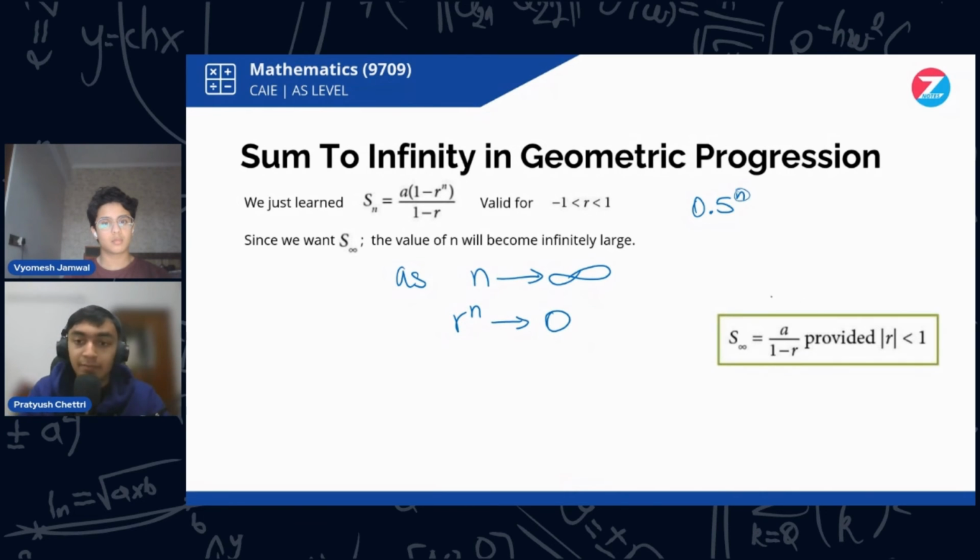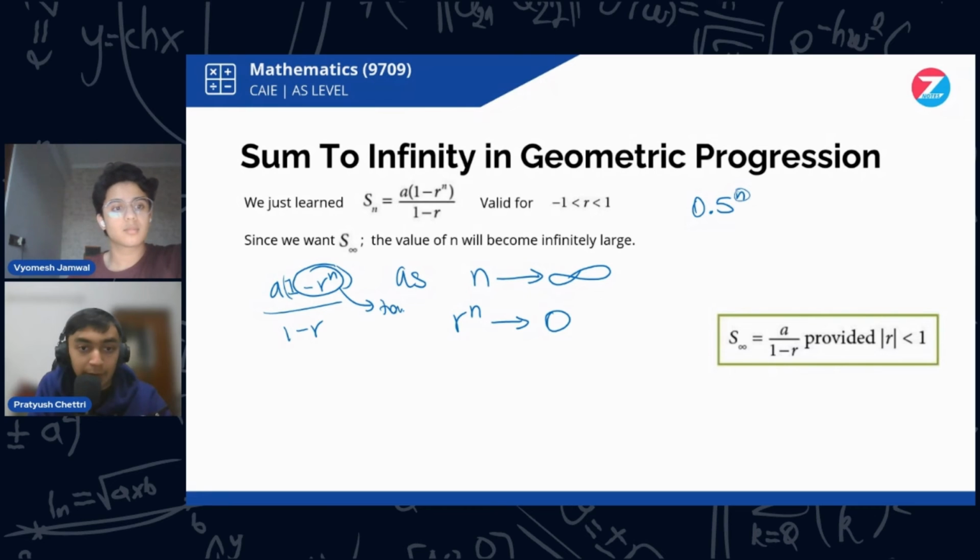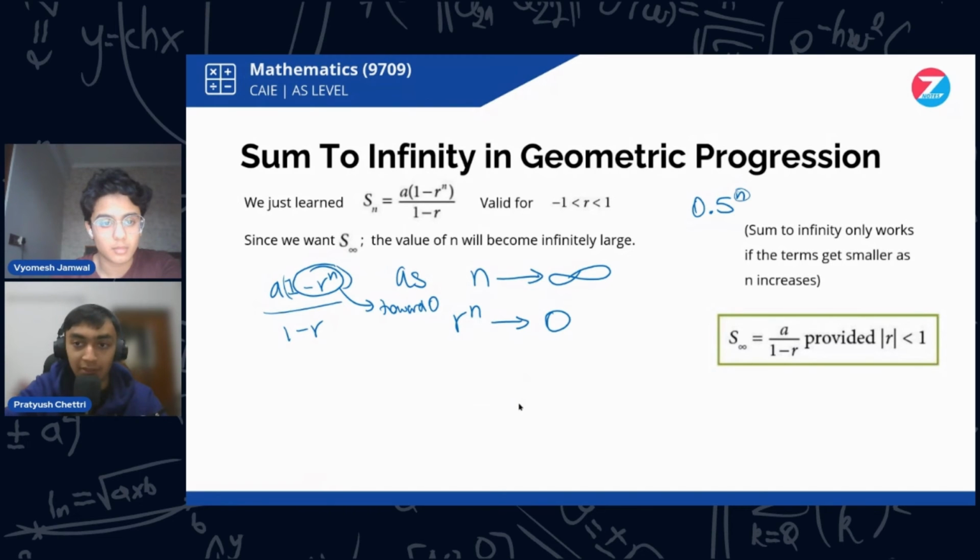Okay, that's the idea. And this gives us this formula, because in a(1 minus r to the power n) over 1 minus r, the r to the power n part tends towards 0. So we can substitute in 0 for it: a(1 minus 0) over 1 minus r. So that's gone, and we just have a over 1 minus r. Awesome. That's the formula. You do more stuff like this in limits and calculus and whatnot, but that's all you need to know.